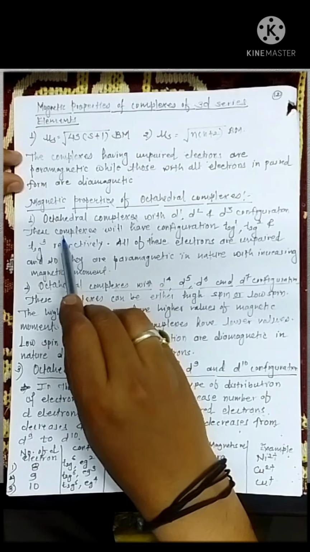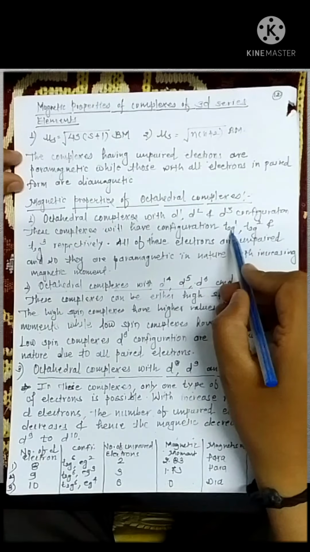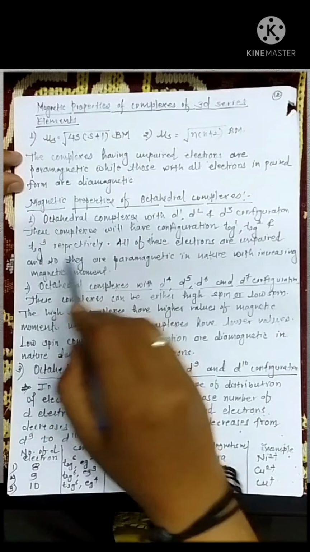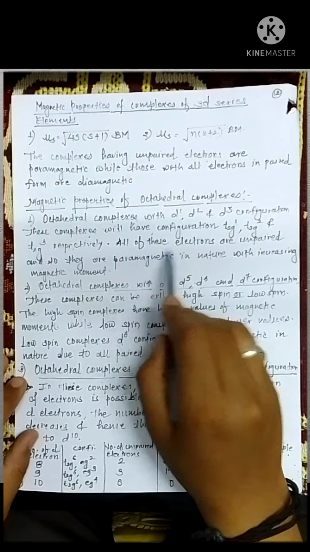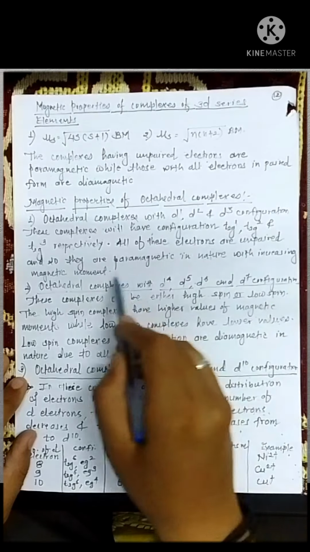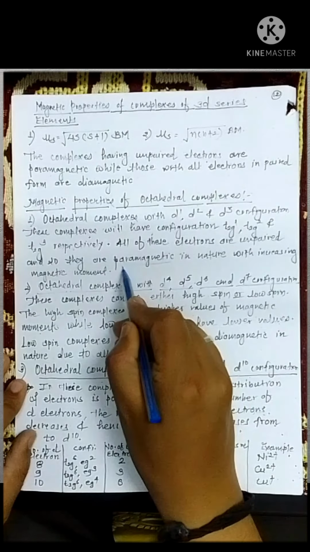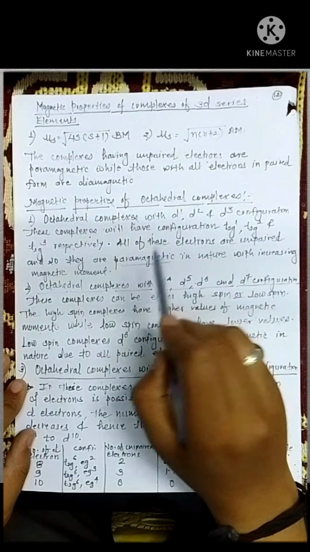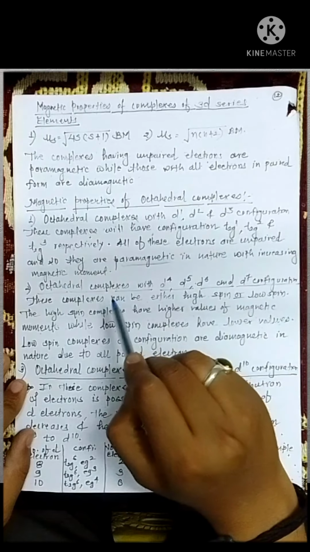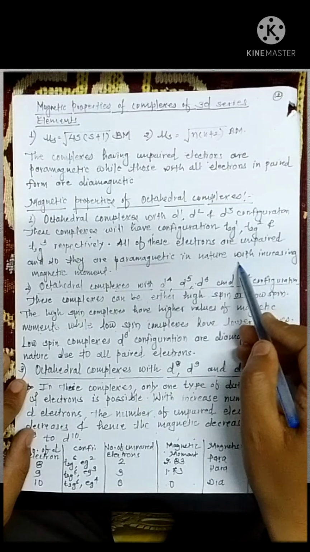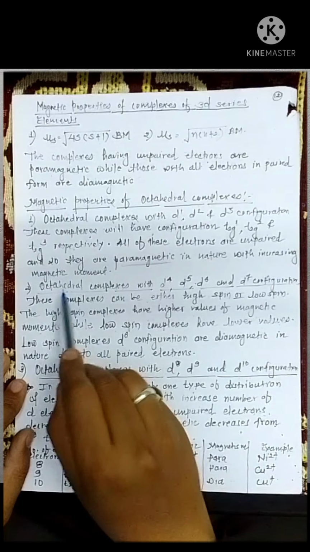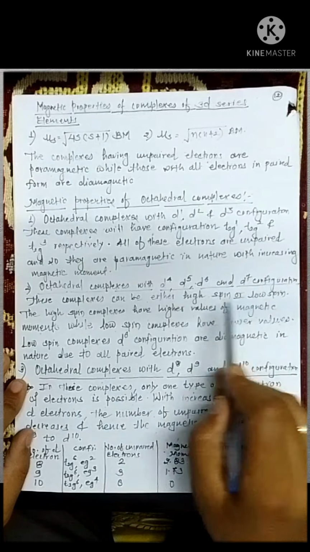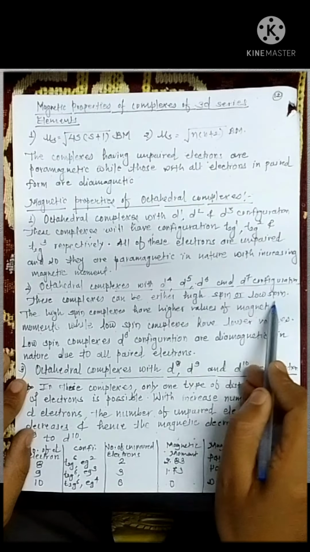We know that the complexes will have configuration like t2g1, t2g2 and t2g3 respectively. Because of that, all these electrons are unpaired, and so they are paramagnetic. That is, all the octahedral complexes with electronic configuration d1, d2 and d3 are paramagnetic in nature with increasing magnetic moment. Now octahedral complexes with d4, d5, d6 and d7 configuration. These complexes can be either high spin or low spin.